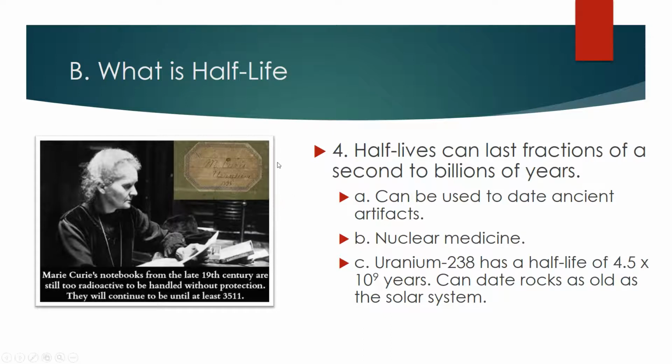She's one woman that has a Nobel Prize in both physics and chemistry, and so she's the only woman at this time that has 2 Nobel Prizes, and she also has an element named after her on the periodic table.